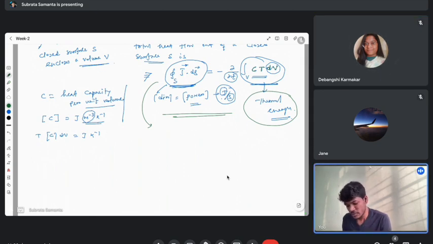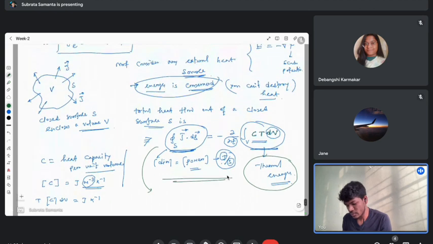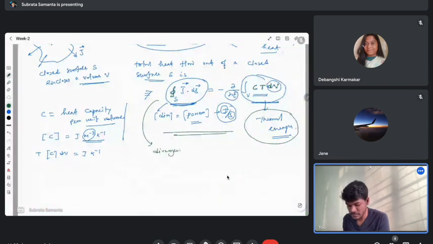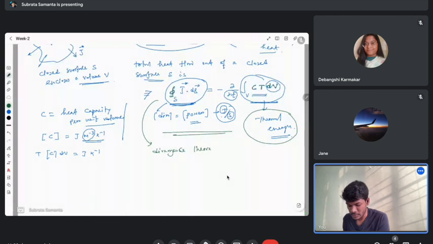Now we use that the closed surface encloses the volume V. That means the surface integral can be replaced by a volume integral, because a closed surface integral is related to the volume. This is what the divergence theorem tells us.